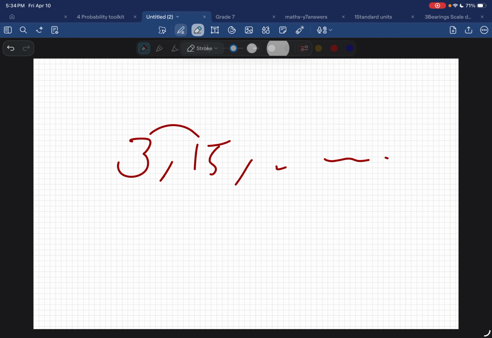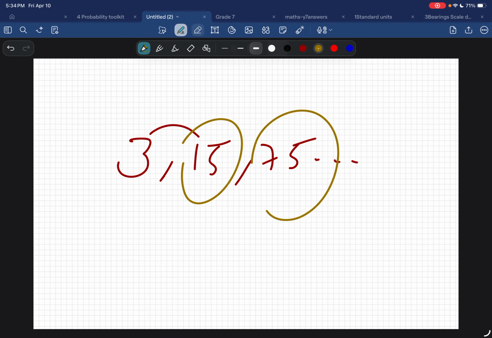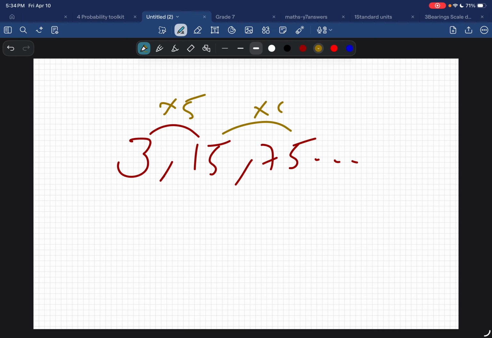So let's say this one here is 75. So it's not possible to be 12, right? Because 15 plus 12 doesn't equal 75. So it's got to be multiplication. That kind of sequence is called a geometric sequence. Each and every time we are multiplying by 5, as you can see, guys. So that's called a geometric sequence.